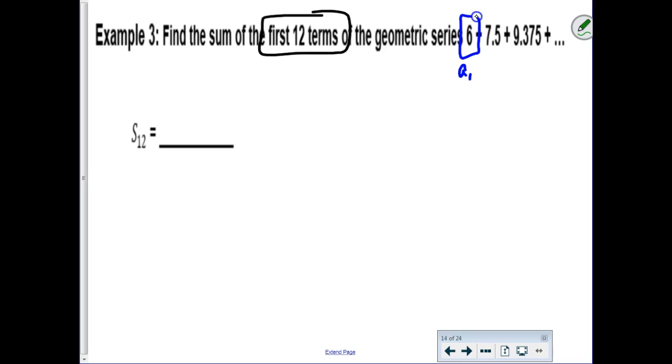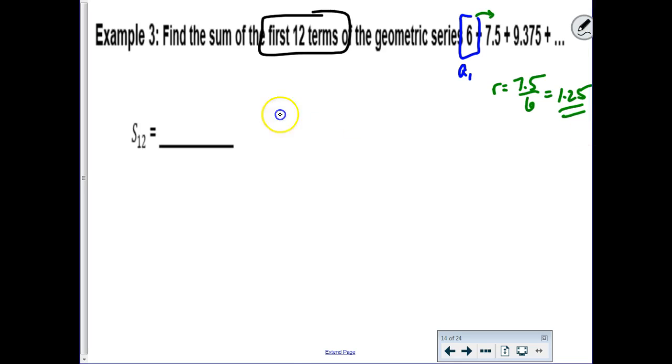And then if you could maybe find a common ratio for me. If you're not sure, you could take the second term and divide it by the first term. What'd you get on there? 1.25? Thank you. You're welcome to write that as 5/4 as a fraction. I'm going to stick with 1.25 for today. So summing up the first 12 terms, I'm going to use the formula that is on your formula sheet, the second one that we were boxing in there last.